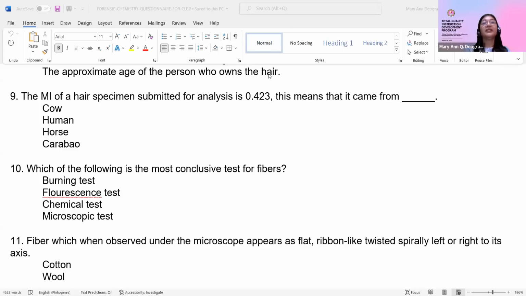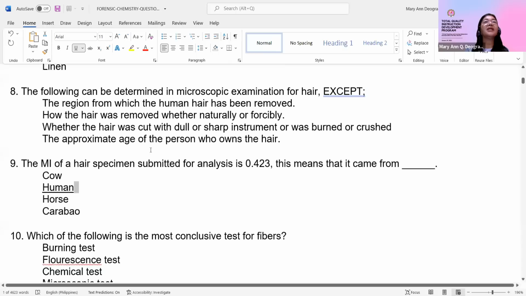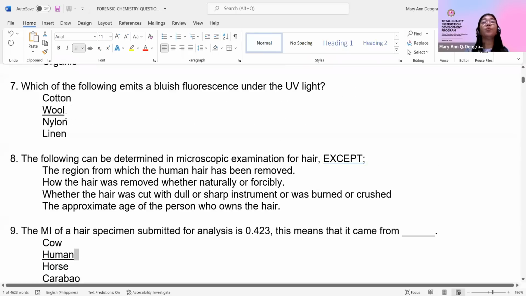Okay, human. Yes. Human, because in our discussion last time, mostly animals, I'll just underline it. Okay, underlined. Now let's go back to number 7. See, wool is underlined.